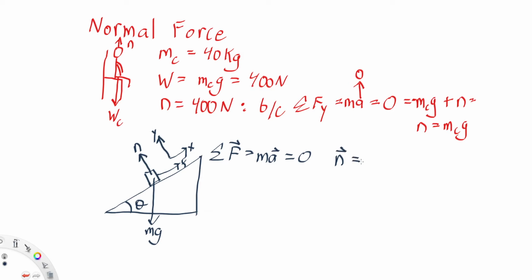So our normal force is nothing in the x direction and something in the y direction. Our frictional force is something in the x direction, nothing in the y direction. And then our weight. That's where things get a little tricky.